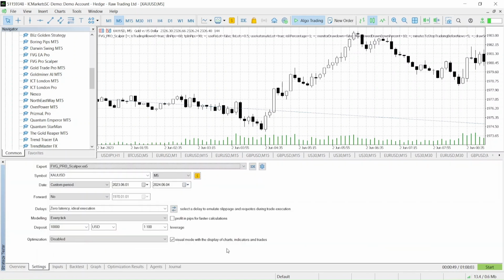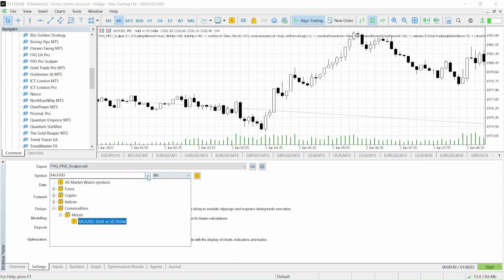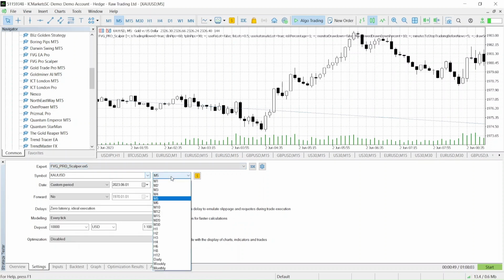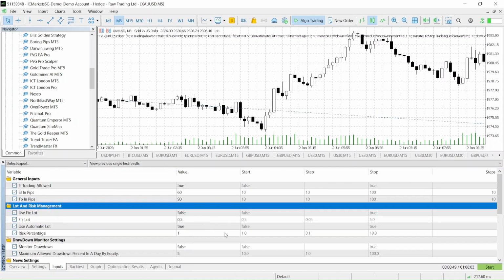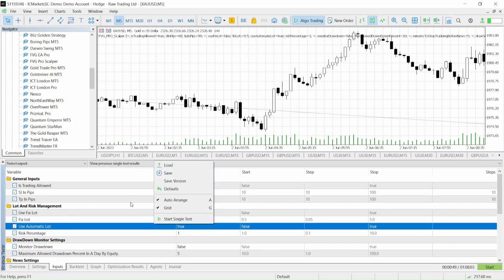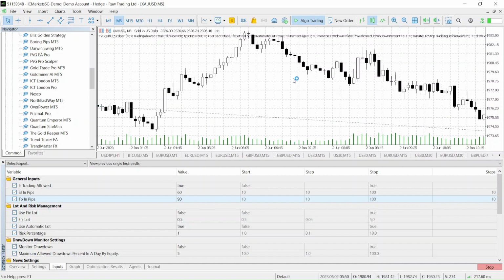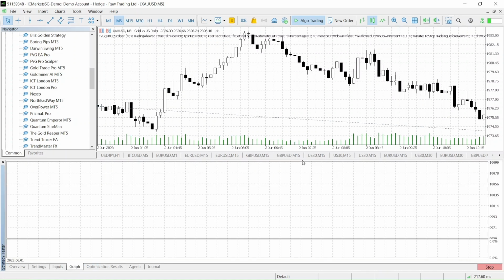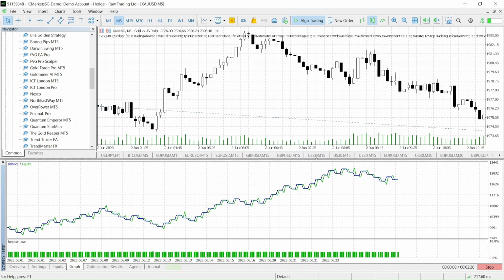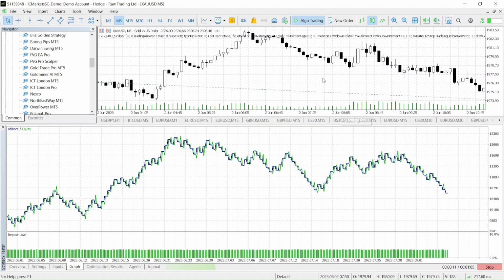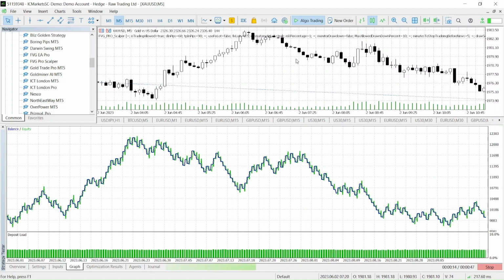So let's test it. We will turn off the visual mode so that it can test a little bit faster. We have selected the fair value gap. Let's just test it on gold, and yeah, 5 minutes is okay. Let's just test it on this randomly, and let's see the results. Yeah, it's doing pretty much a good job.